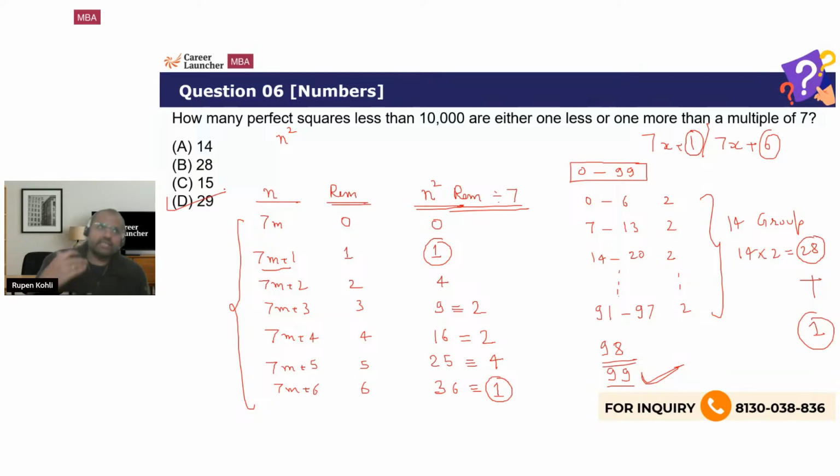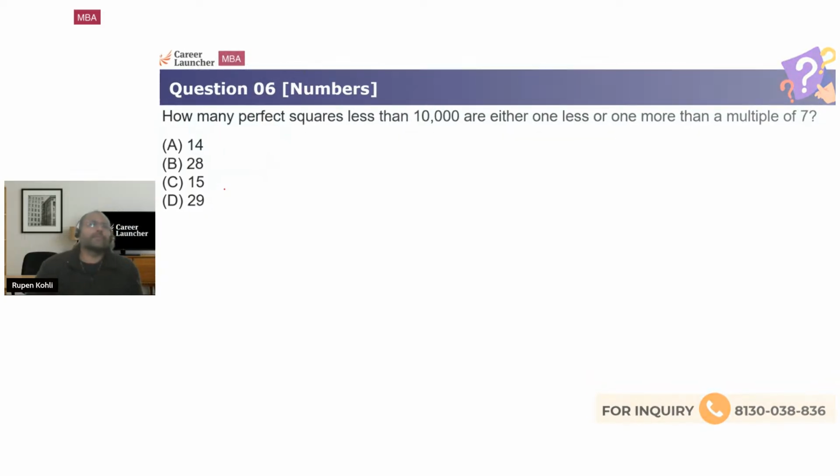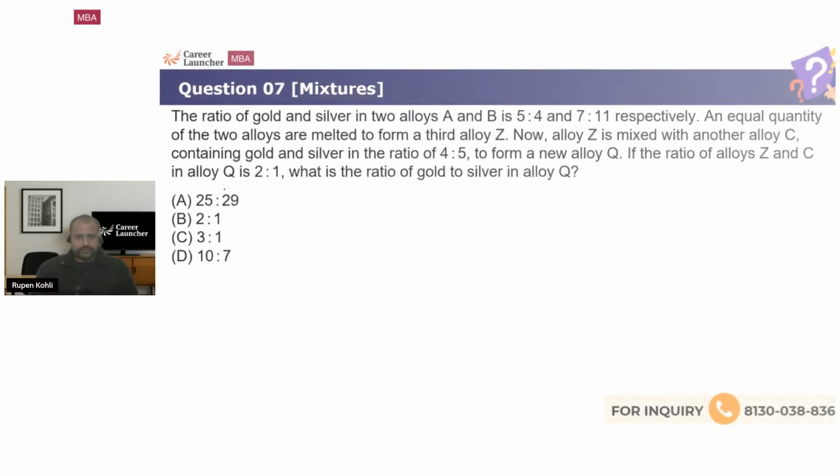Perfect. So we get a kind of pattern, a repetitive sequence, that in a bunch of 7 numbers, how many are favorable, and just repeat that across different groups of such numbers. Perfect.